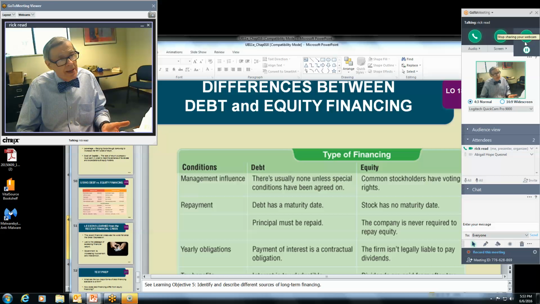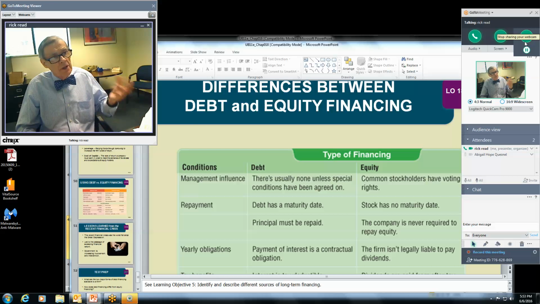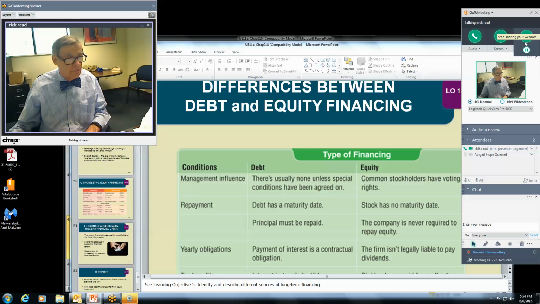Don't have to pay dividends. The flip side of that is if you borrow, as we talked about before, you pay back the principal and pay interest. You have to do it. And if you don't, people can take you to court and get the money.